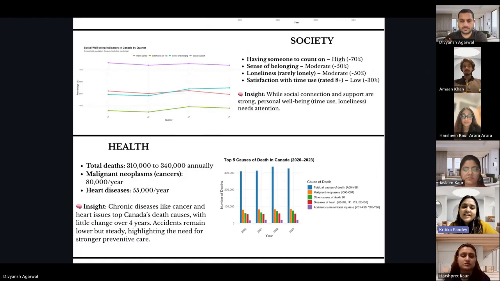Whereas only 50% feel a sense of belonging or report very low levels of loneliness. The lowest score is satisfaction with time use, with just 30% rating it high, showing that personal time management and well being needs more attention.